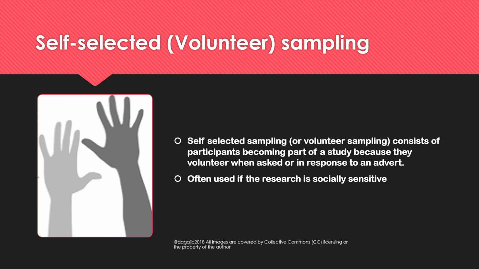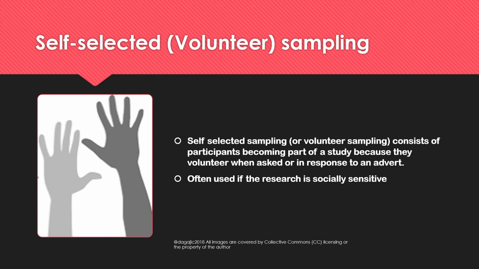Our next type of sampling, self-selected, also known as volunteer sampling, probably the one you've come across in your studies, is Milgram. Obviously Milgram placed an advert and asked for volunteers. This is often used if the research is socially sensitive or if there's any ethical issues in any way.